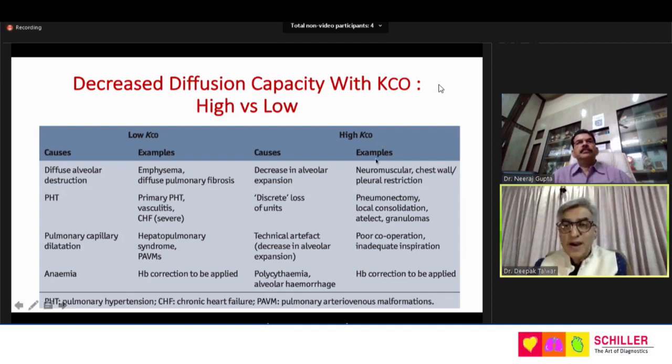However, KCO can be high, particularly in neuromuscular diseases, chest wall diseases, pleural restrictions. So it is very important to remember that these are the conditions in which lungs are healthy. So the diffusion capacity is abnormally low because less air is getting in there because of neuromuscular disorders, chest wall disorders, pleural restriction like fibrothorax, or there is a loss like pneumonectomy or atelectasis or consolidation. There could be technical reasons or even polycythemia or alveolar hemorrhage on top of it, which is producing low diffusion capacity with a high KCO. So these are the situations which we need to keep in our mind.